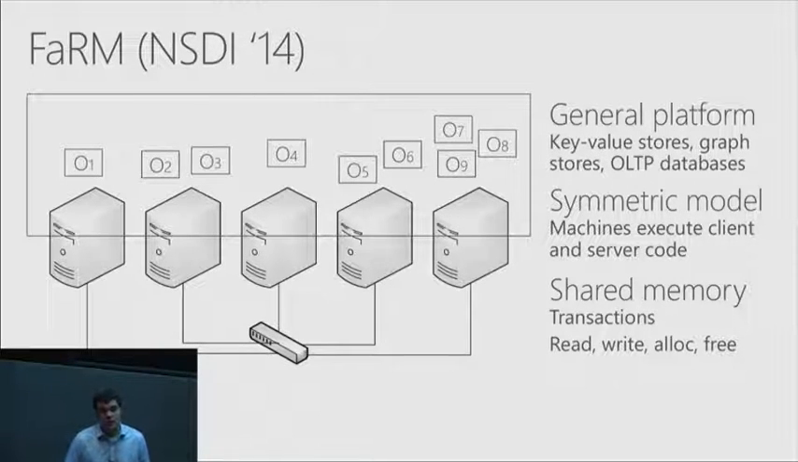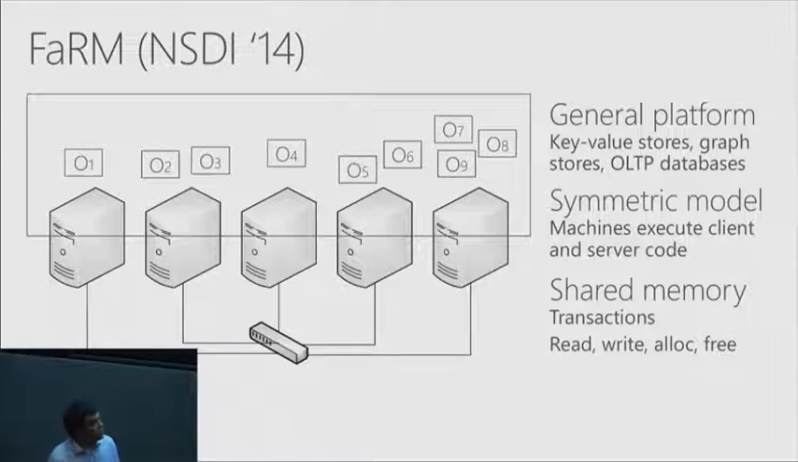So FaRM keeps all data in main memory and uses RDMA extensively. It represents the memory of all the machines in a cluster as a shared address space. The applications are written to the FaRM API, and the applications can use transactions as the main primitive. These transactions can read, write, allocate, and deallocate objects in this shared address space.